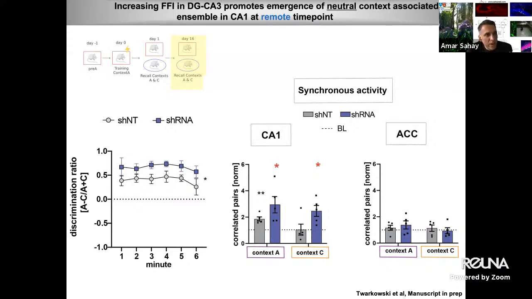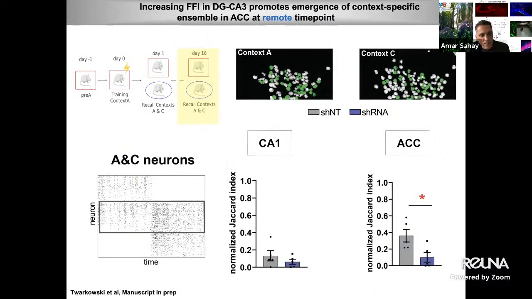She then zoomed in to CA1 and ACC, and now what she found, within the same animals longitudinally over time, was that in animals in which we had increased feed-forward inhibition in dentate gyrus CA3, we saw at this remote time point the maintenance of a context-associated ensemble in CA1, as well as the emergence of the neutral context, context C, associated ensemble in these animals, as shown over here. We then asked if there are any differences in these A and C neurons.